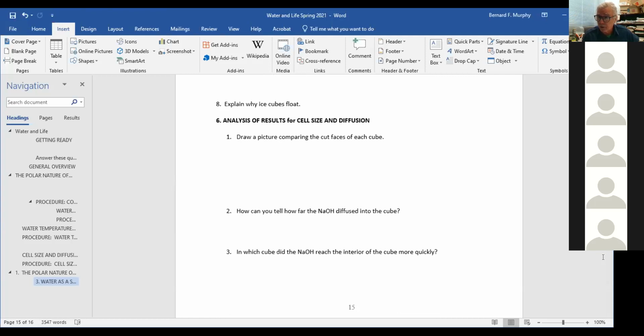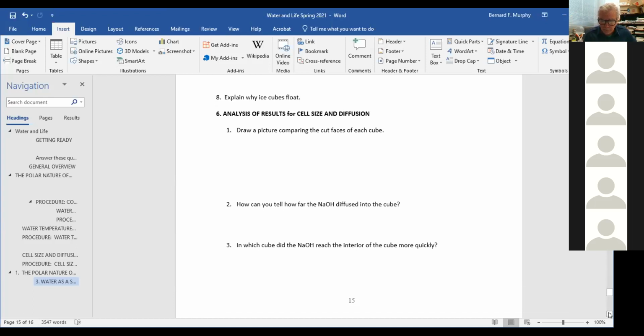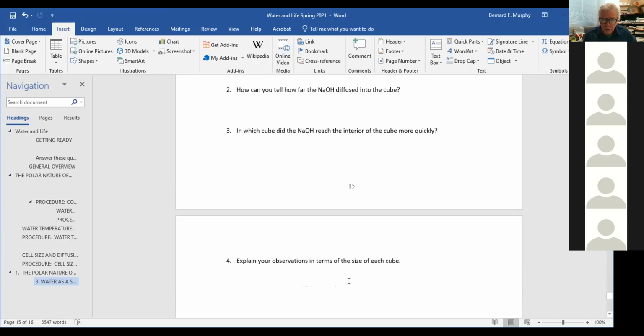Right. Shows that diffusion was faster in the smaller cube because it has a much larger surface area to volume ratio. And that's how, number 2, you can tell how far the sodium hydroxide diffuses into the cube. How thick is the layer of pink? Is it all the way through, or is it just on the outside? In 3, we already said this, in which cube did this sodium hydroxide reach the interior more quickly? The smaller one. And I think the last question is why? Why did it diffuse faster in the smaller cube? Because the smaller cube has a much larger surface area to volume ratio.